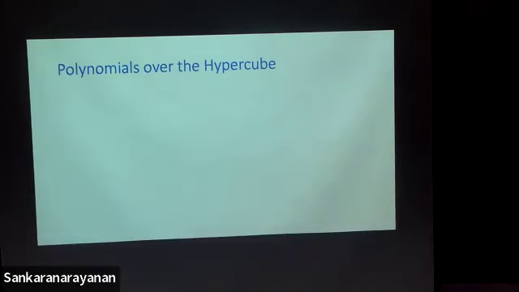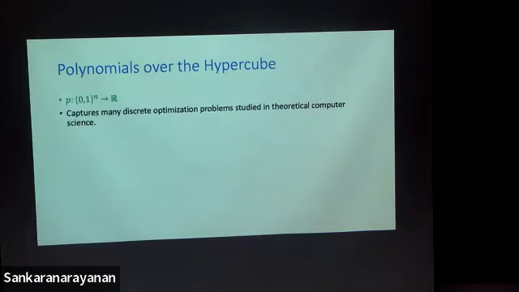At least in computer science, there's a lot of interest in polynomials over the hypercube, not over the entire set of real numbers. By that I mean the hypercube is just the set of vertices {0,1}^n, a set of binary strings. So we are primarily interested in polynomials which take 0,1 values as input and output some real number. These kinds of polynomials capture lots of discrete optimization problems.